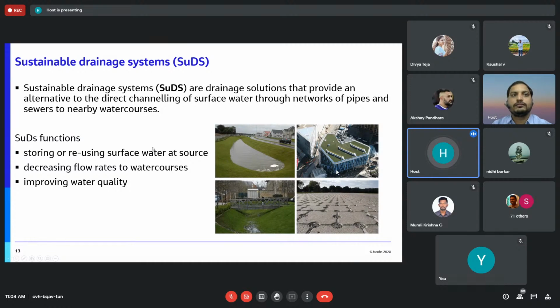It stores it, or it decreases the flow rate, or improves the water quality. So as you can see from these various snapshots, these are different kinds of sustainable drainage systems. One you can see is a natural pond that is constructed. Then there are certain tanks which you can construct, or the one which you can see below is a swale. Next slide, please.